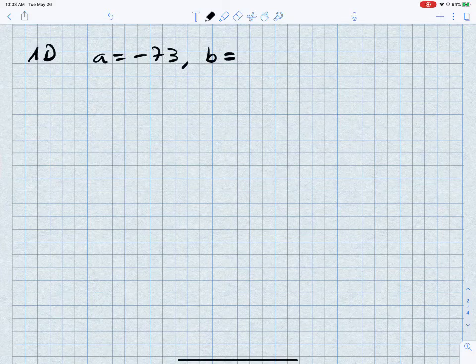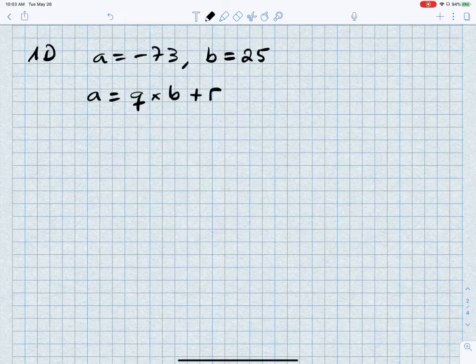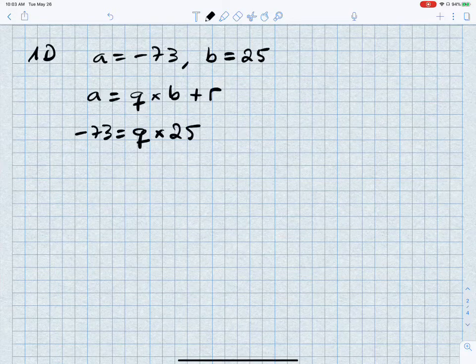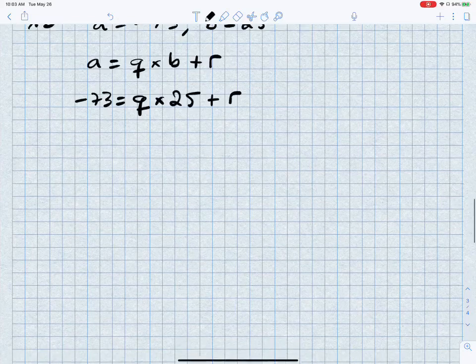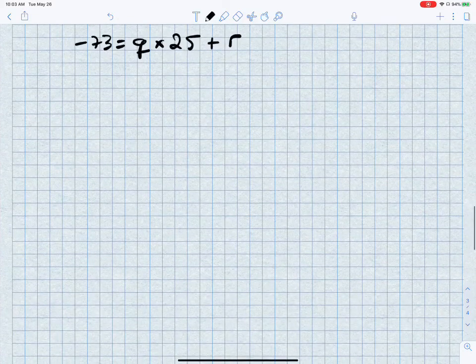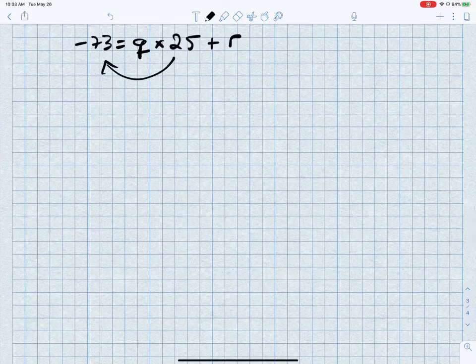All right, now let's take a look at 1d. So for 1d, we have that a is equal to minus 73 and b is equal to 25. All right, so we have that a is equal to the quotient times b plus some remainder. If you plug in the values, we have that minus 73 is equal to the quotient times 25 plus some remainder. So the question here is, how many times does 25 go into minus 73?